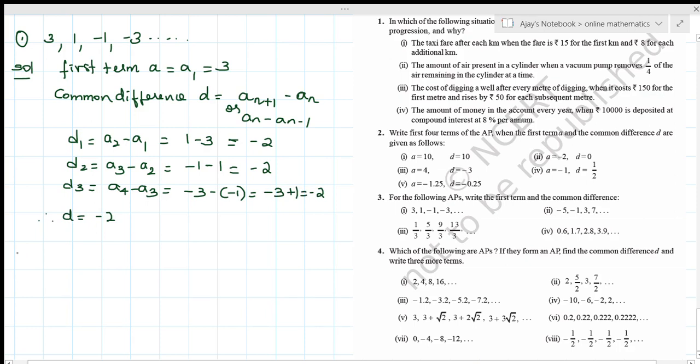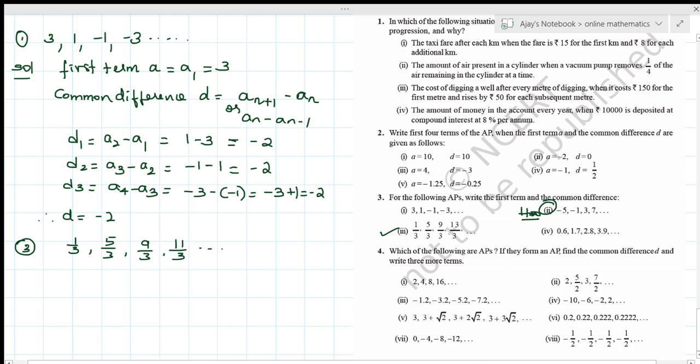I hope you understood. So please try question number 2 in a similar manner. I'll just solve question number 3. So question number 2 is a homework problem. So question number 3 reads 1 by 3, comma 5 by 3, comma 9 by 3, comma 11 by 3.